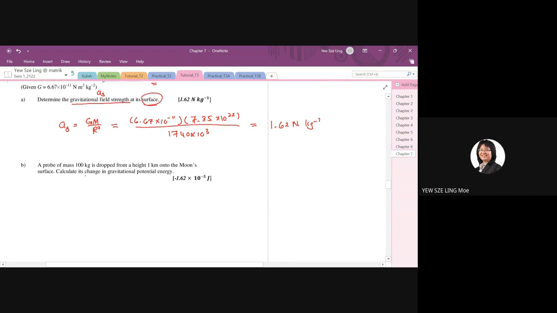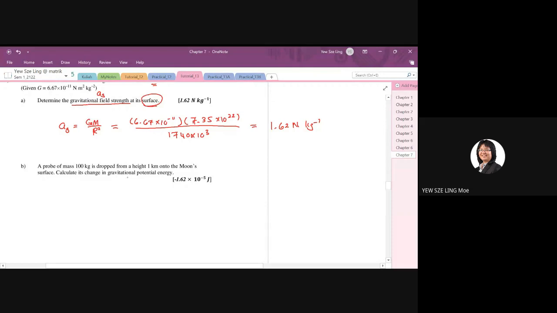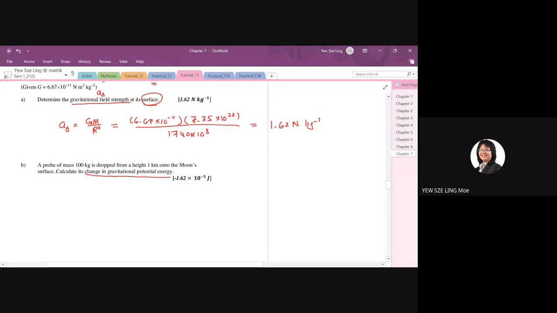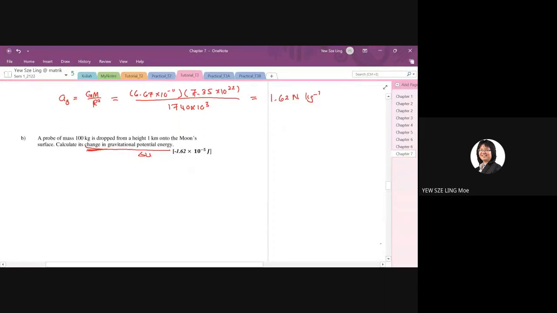And now it uses the terms change in gravitational potential energy. This is something that is always overlooked by students. There's a term called "change in", so it's asking for delta U, not just U, but delta U.